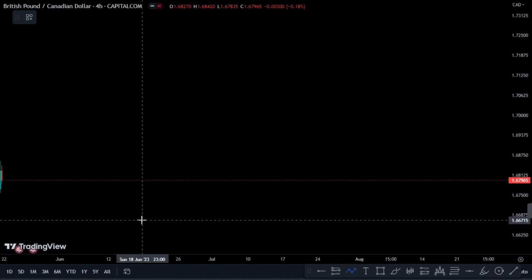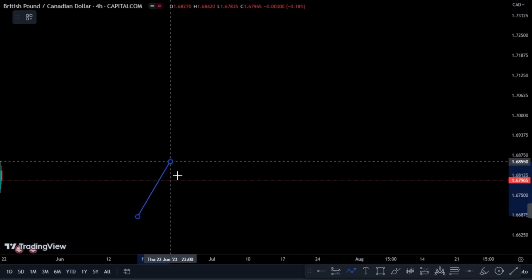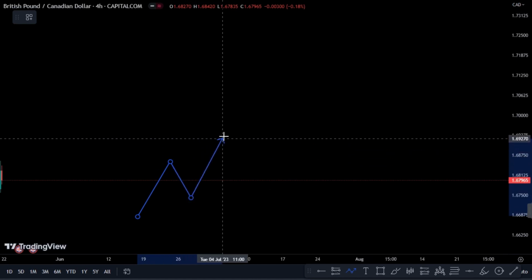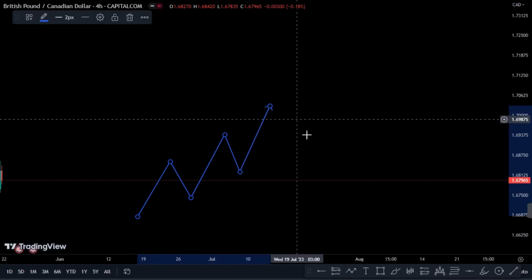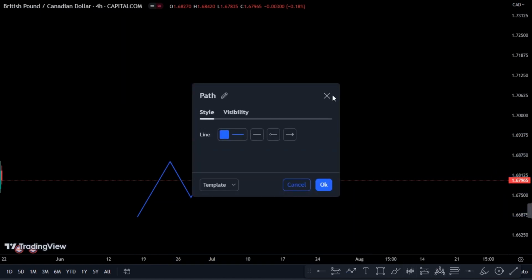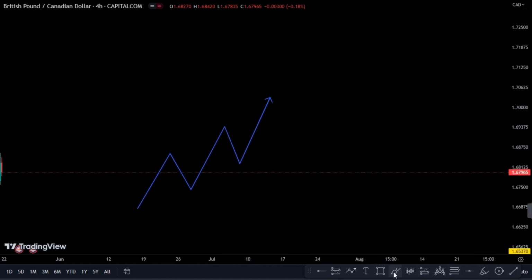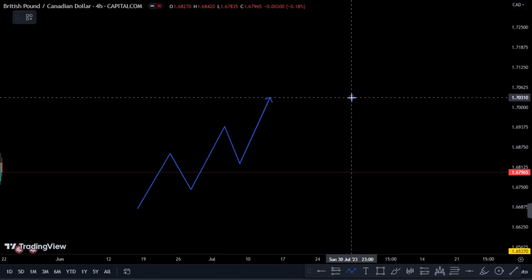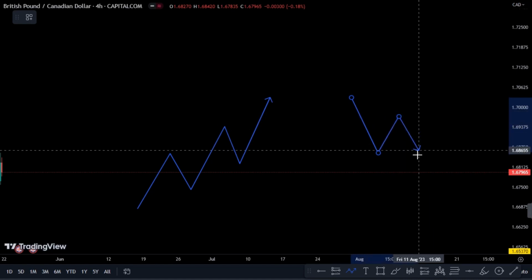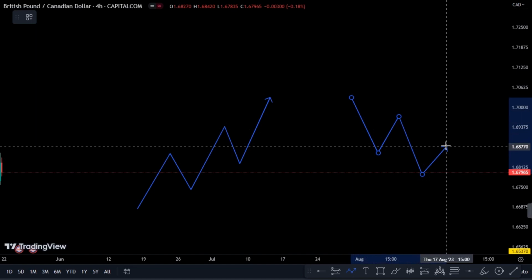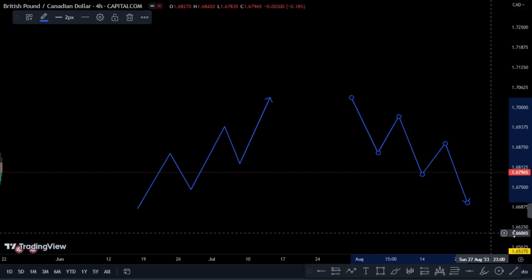Okay, so in the market we have two trends. We have an uptrend and a downtrend. When we are having an uptrend, we are having a market that is creating higher highs and higher lows like this. This is the uptrending market. And the other one would be a market that is in a downtrend or a bearish trend. This market will be creating lower highs and lower lows just like this.